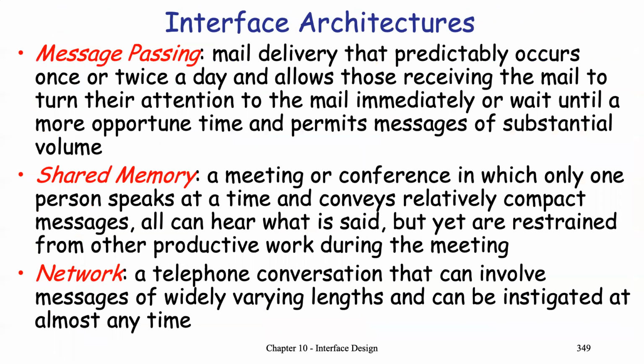Well, let's talk about the interface architectures. And so here we have a couple of points here, the message passing, the shared memory, and the network. So for message passing, the mail delivery that predictably occurs once or twice a day and allows those receiving the mail to turn their attention to the mail immediately or wait until a more opportune time. So this is the kind of thing where we would have with an interface is we need to have some mechanism for getting information in and out at certain times and certain modalities.